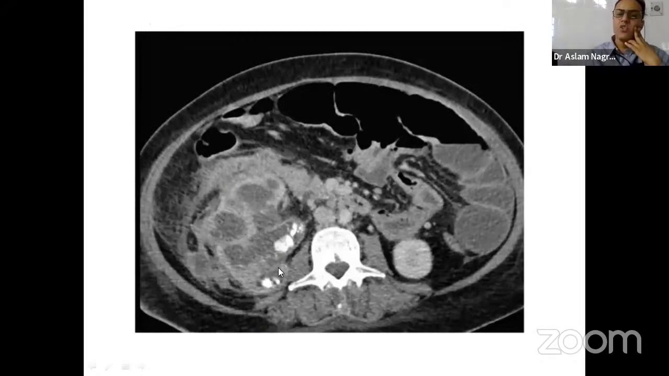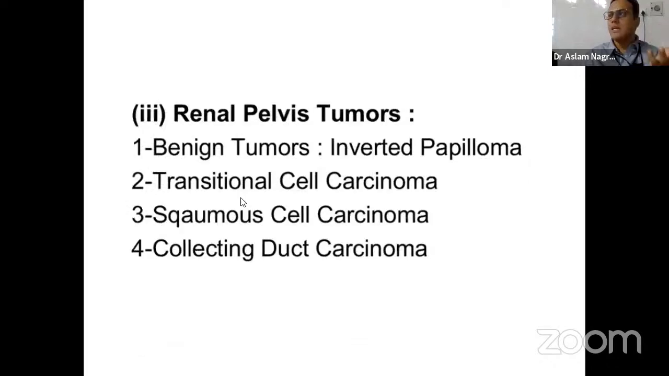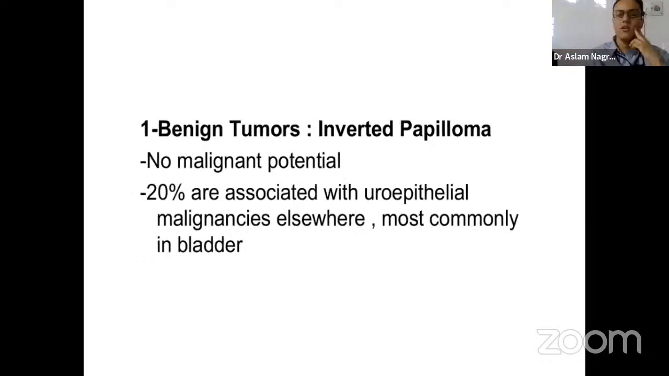Renal pelvis tumors: benign ones can be papilloma; malignant ones include TCC, squamous cell carcinoma, and collecting duct carcinoma. We'll discuss TCC first. We discussed the ball and bean concept; the bean concept applies to TCC. Inverted papillomas have no malignant potential. 20% are associated with uroepithelial malignancy elsewhere, most commonly in the bladder.